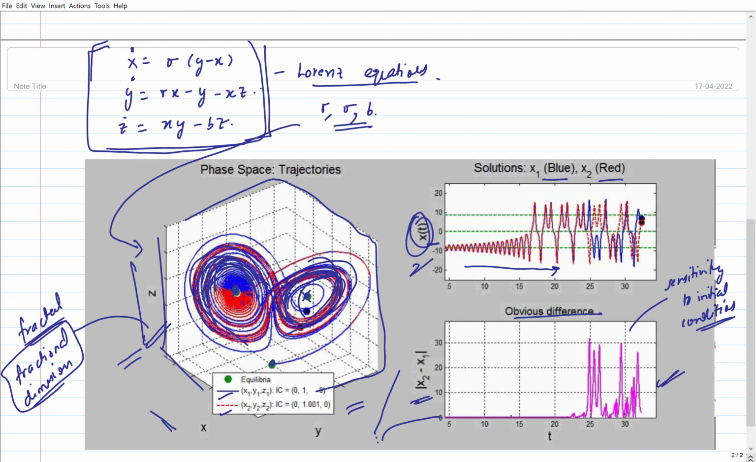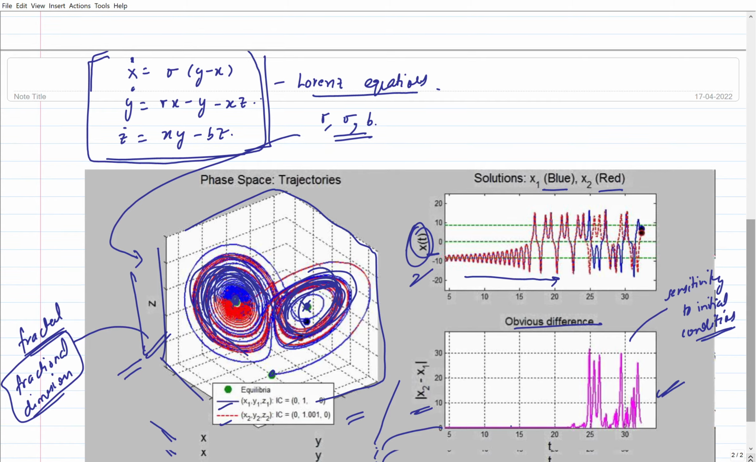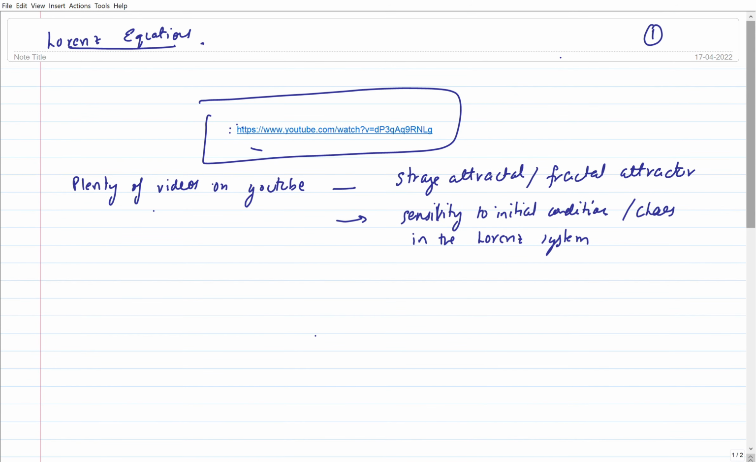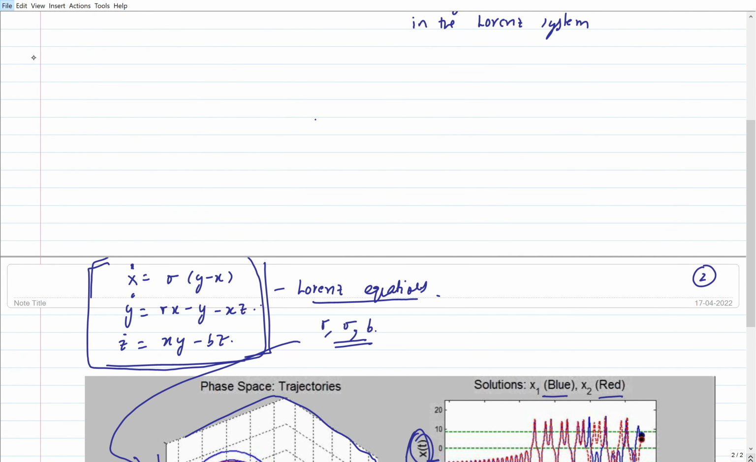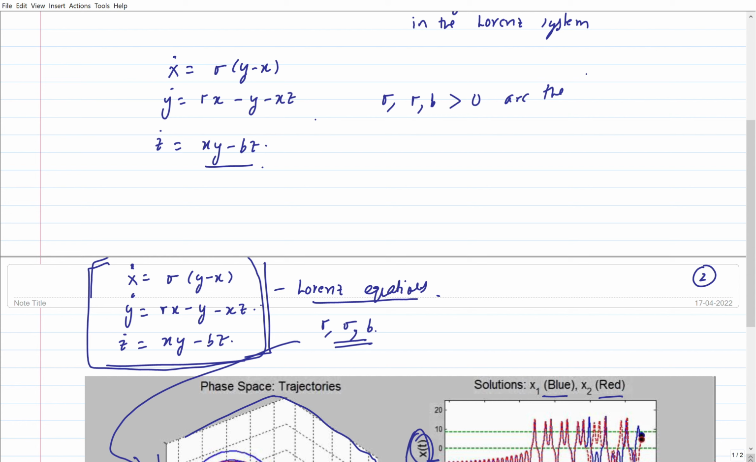So we will be able to analyze the system in much more detail. So let's get started. By the way, the Lorentz system, I just write down again these equations. These are the parameters sigma, r, and b, and we take them to be greater than 0.